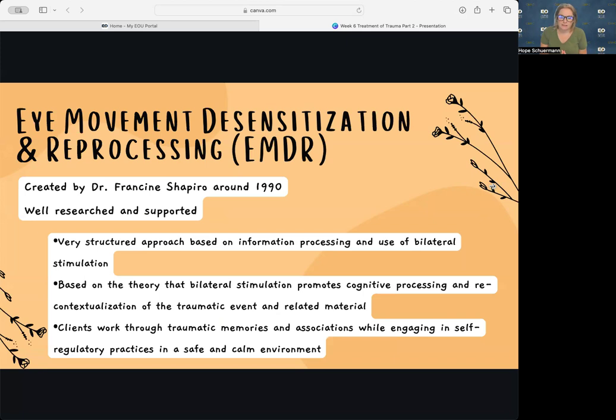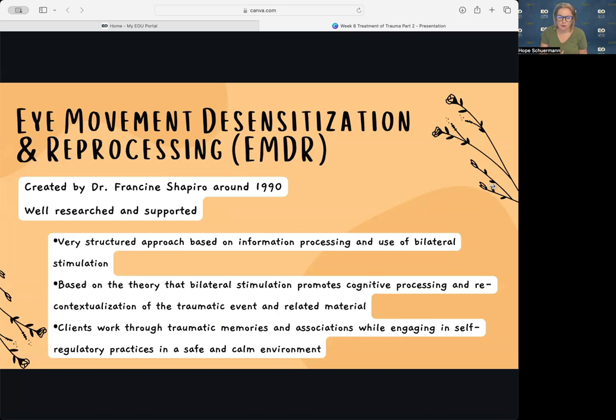The theory that this is based on is that bilateral stimulation promotes cognitive processing and recontextualization, right? We keep coming back to that all important point that for trauma work to be effective, we need to be able to help the client put context back into their processing. And so recontextualization of the traumatic event and the related material.